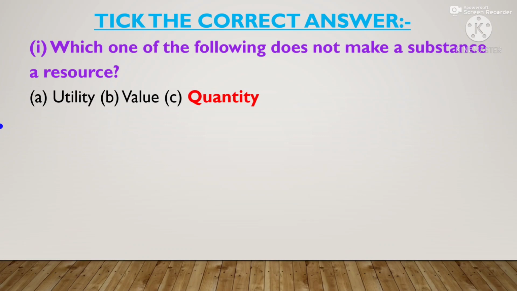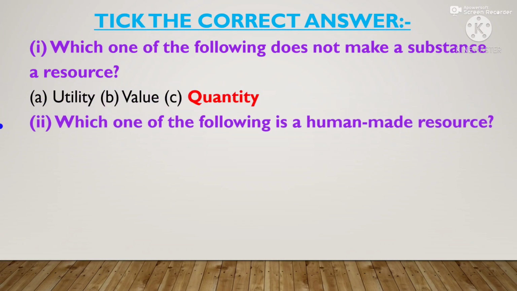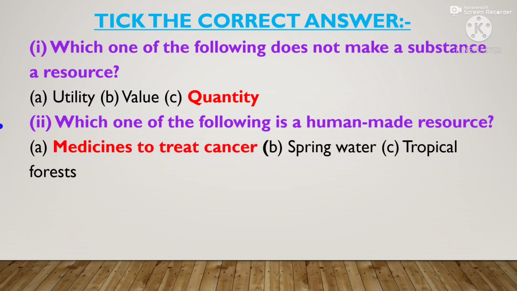Next question: which one of the following is a human-made resource? Medicines to treat cancer, spring water, tropical forest. The answers are colored in red. Medicines to treat cancer is a human-made resource. We have made medicines to treat cancer. But spring water and tropical forest are natural resources. We have not made those; they are created by nature itself.